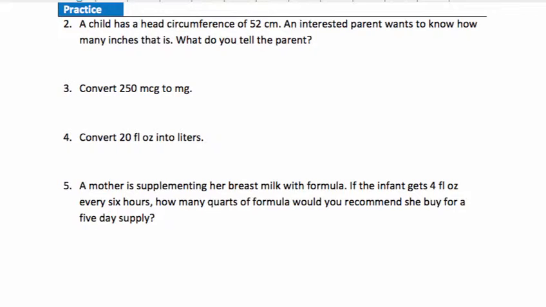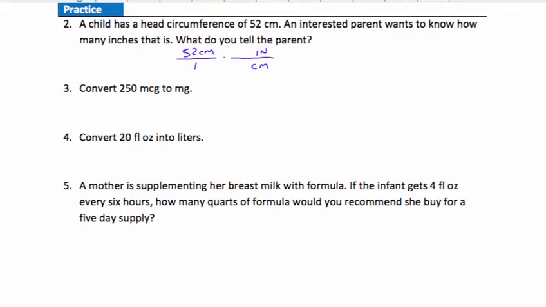Practice 2. A child has a head circumference of 52 centimeters. An interested parent wants to know how many inches that is. What do you tell the parent? Well, we need to take 52 centimeters over 1, we write it as a fraction, and now we want to convert. So we want to divide out the old units of centimeters and introduce now inches.